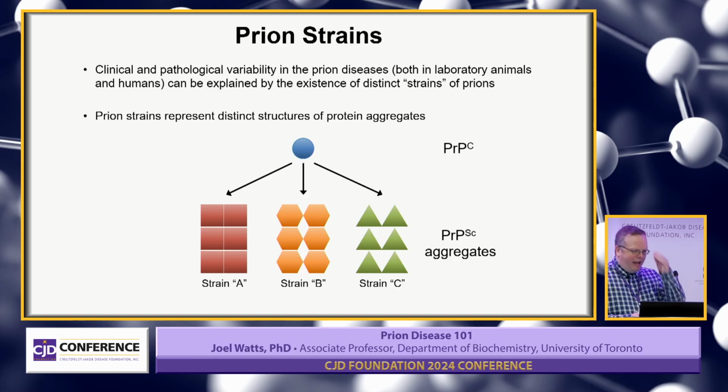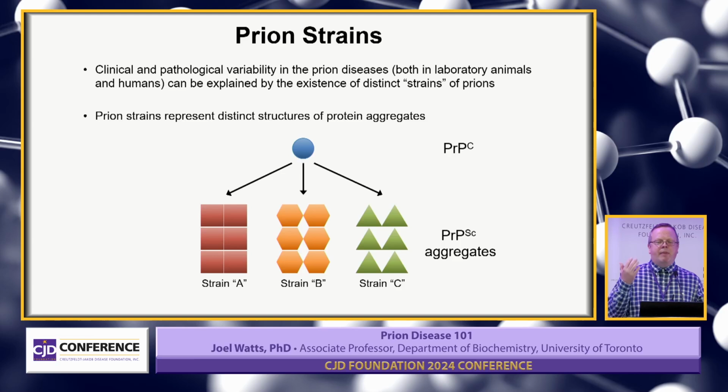Now, I told you a few minutes ago that PrPC is a blue circle and PrPSc is a red square, and it's not actually that simple. There are actually multiple types of PrPSc. PrPC can misfold in several different ways to give different types of PrPSc, and these are called prion strains.